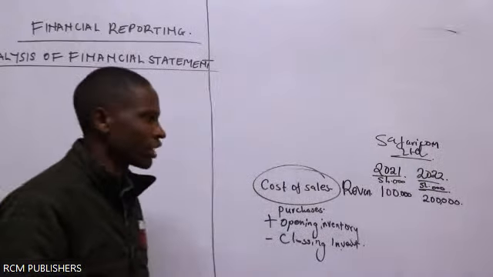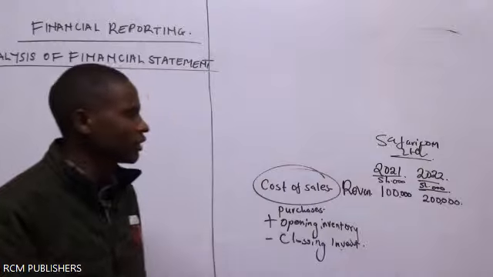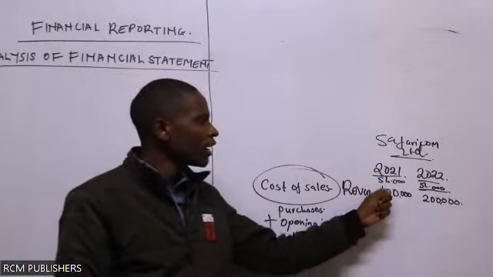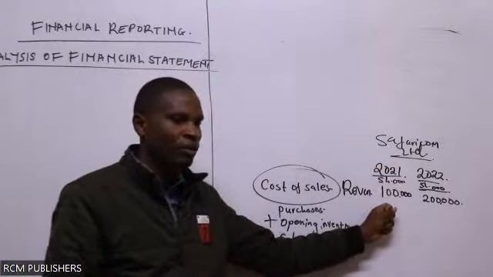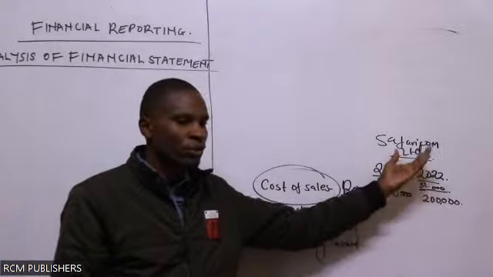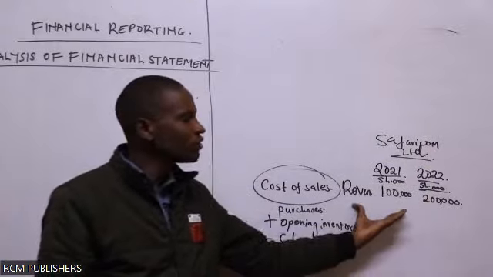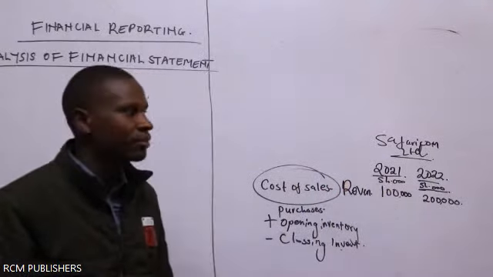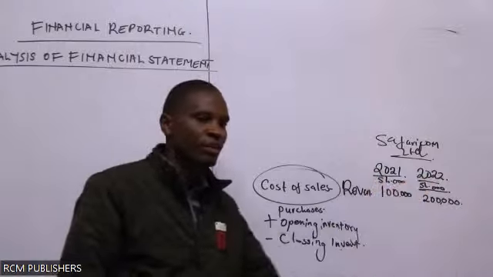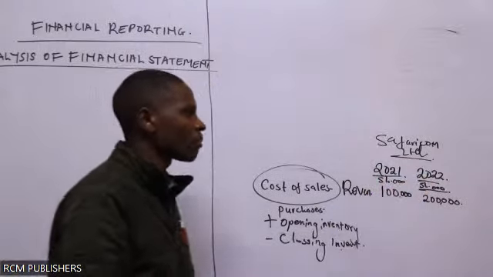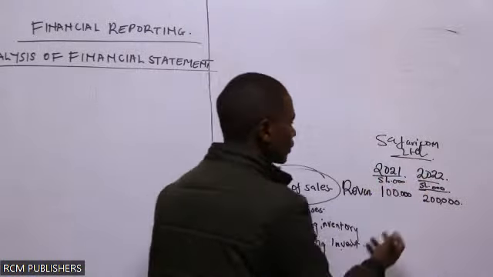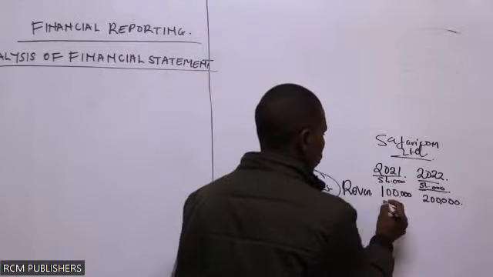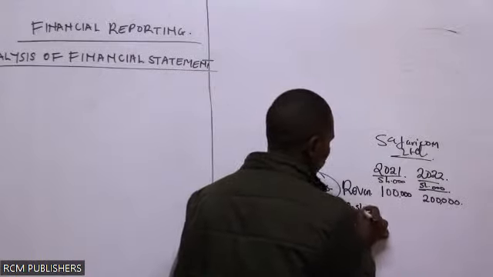That is very correct. Because I can say if the revenue for year 2021 was 100,000, and then 2022 we got 200,000, there was an increase. We shall see the trend or the percentage increase for such a profit. Then we go to cost of sale.